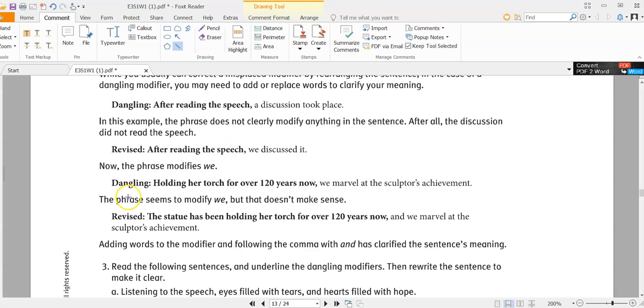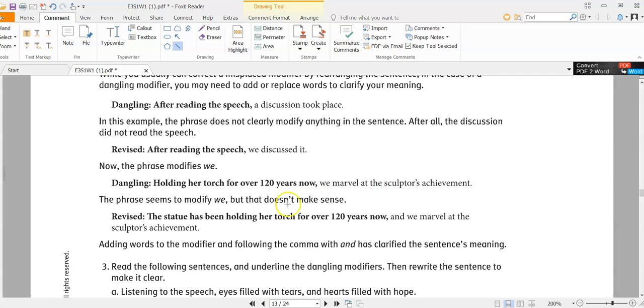So now we have a dangling modifier. Holding her torch for over 120 years now, we marvel at the sculptor's achievement. So wait a second. Did we hold the torch for over 120 years? Because that's what comes right after the modifier. Or did the sculptor hold the torch for over 120 years? No, they're talking about the statue, but the statue isn't anywhere near that sentence. So we have to figure out how we're going to fix that in order to make it make sense.